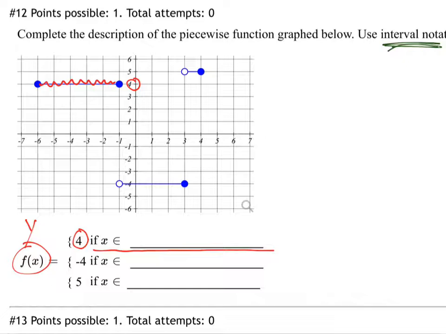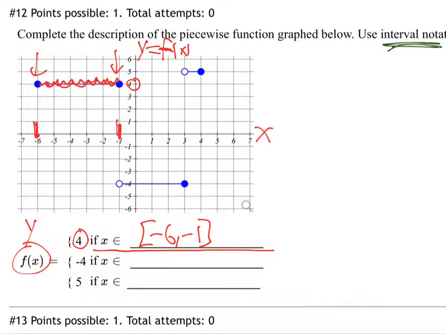Well, that's the section of what x values? This is the x-axis, right? From negative 6 to negative 1, the y values, the f of x, are all 4, between negative 6 and negative 1. So we go bracket, negative 6, negative 1, because this has got solid dots on both ends. So brackets. So for x values between negative 6 and negative 1, you're at a height of 4. Your f of x is 4.